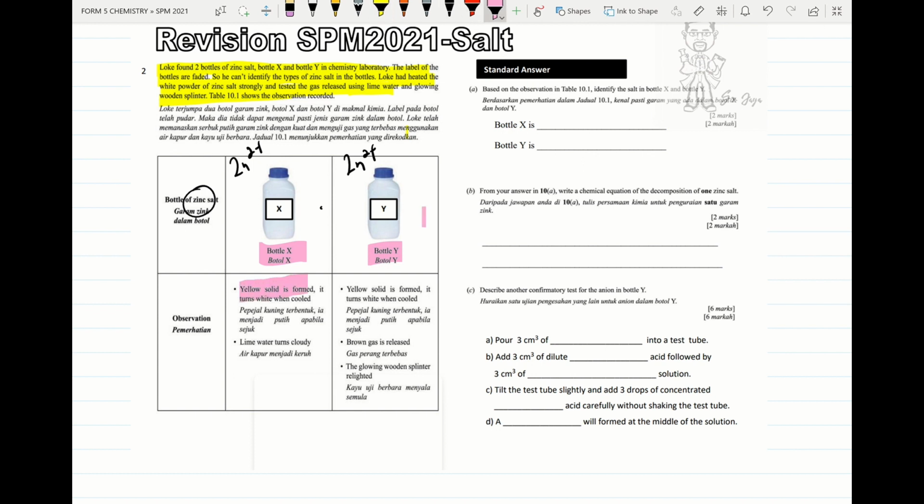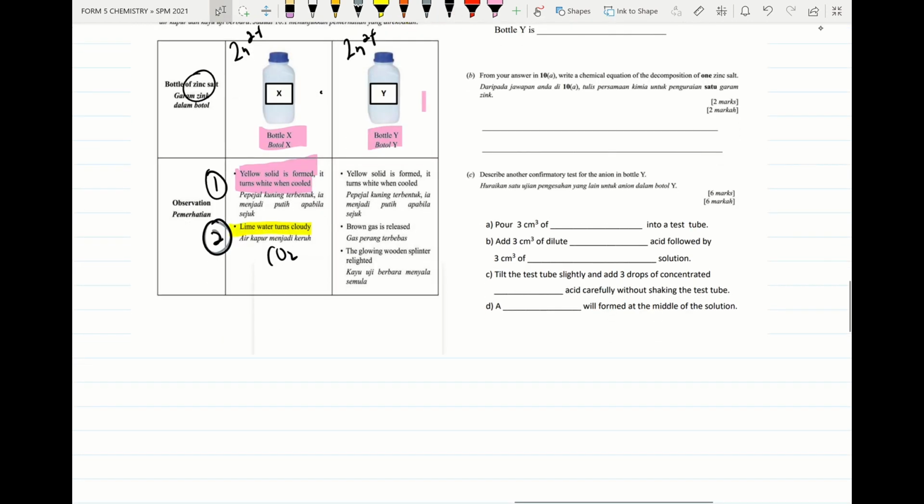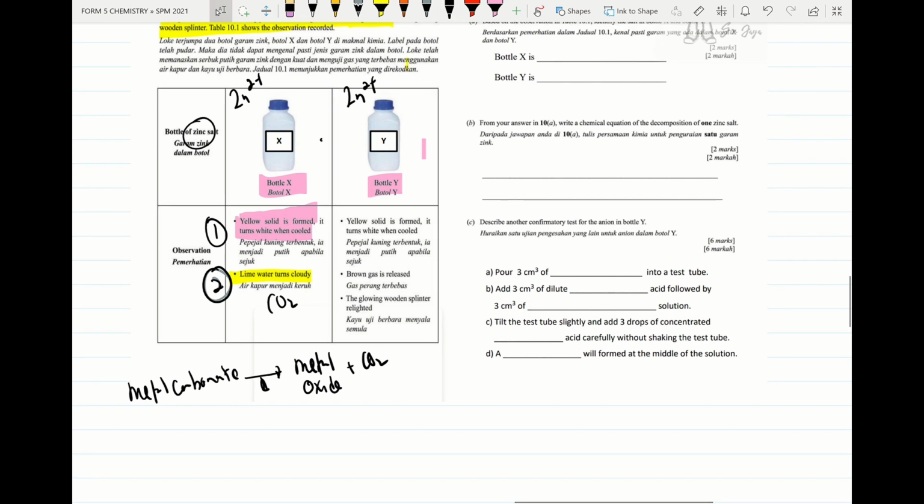So here a yellow solid is formed, which turns white. So here we already have one product. Another one: lime water turns cloudy. That means the gas released is carbon dioxide. We already have two products. Please remember, when a metal carbonate is heated, we will get two products, which are metal oxide plus carbon dioxide. That means bottle X contains zinc carbonate.